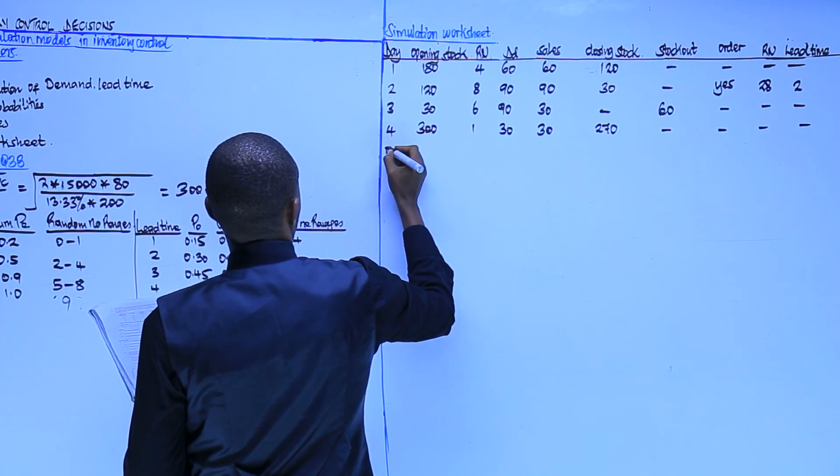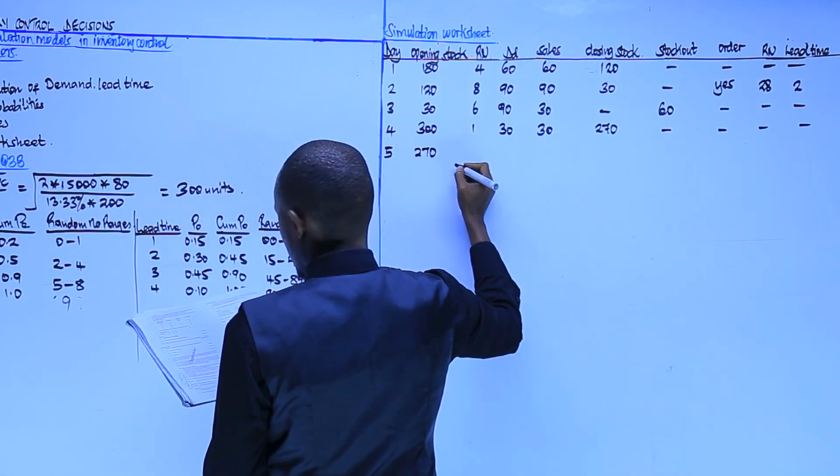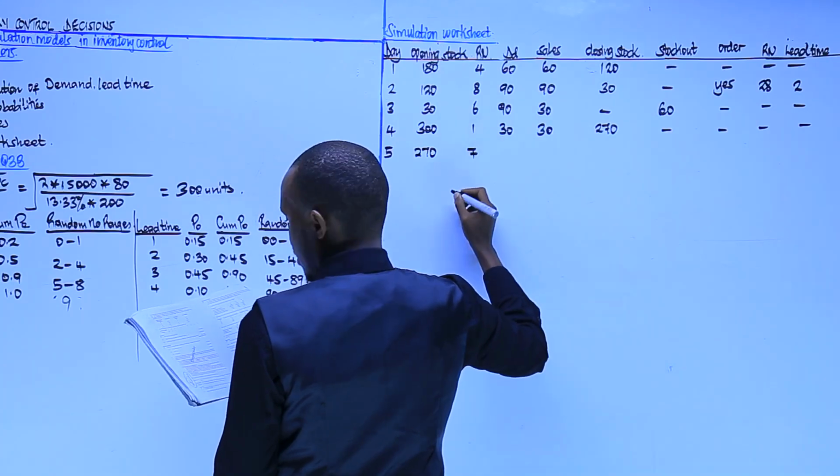The 5th day, your opening stock is 270, with random number 7.